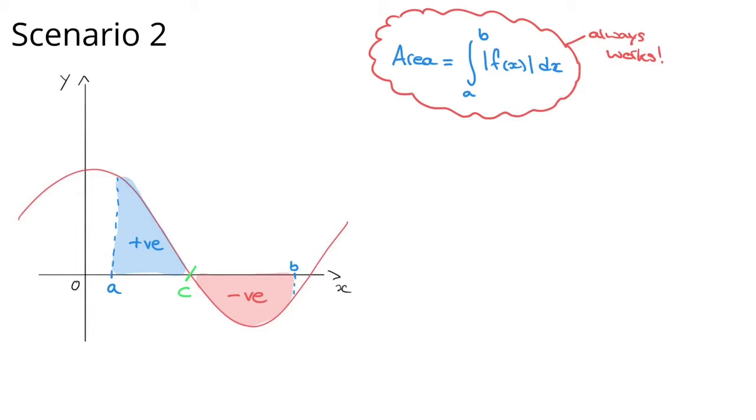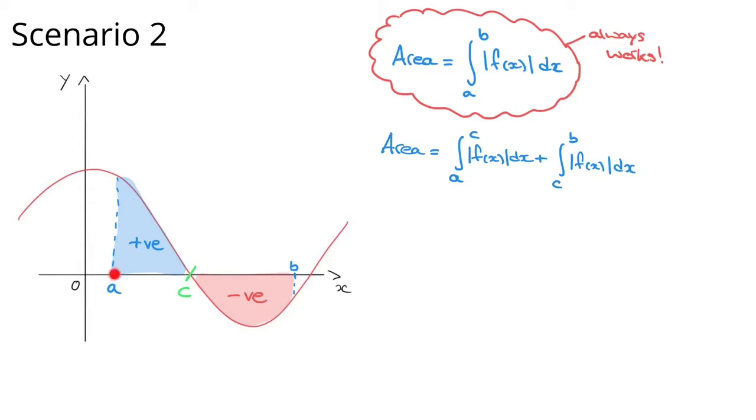Now, how does this absolute value of a function actually work? Here's the idea. Remember, this curve crosses the x-axis when x equals c. So that leads to the following. I'm going to go ahead and rewrite this definite integral, but I'm going to split it into two integrals at x equals c. That would look like this. The integral from a to c of the absolute value of f of x plus the integral from c to b of the absolute value of f of x.